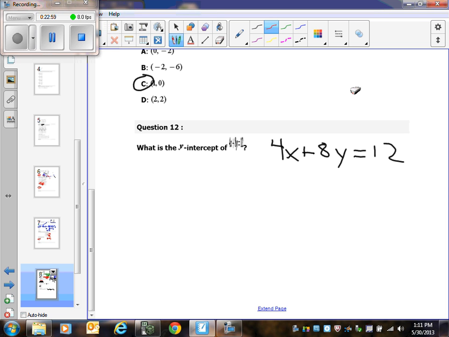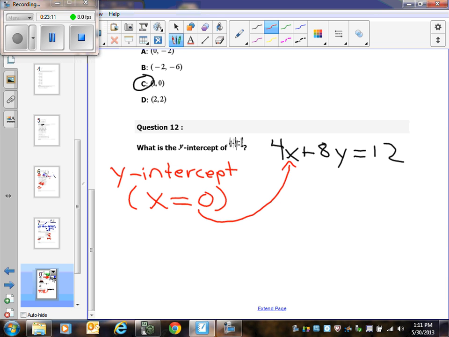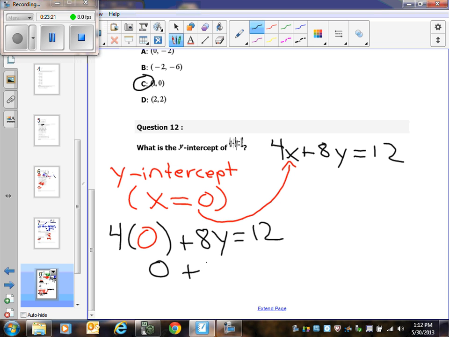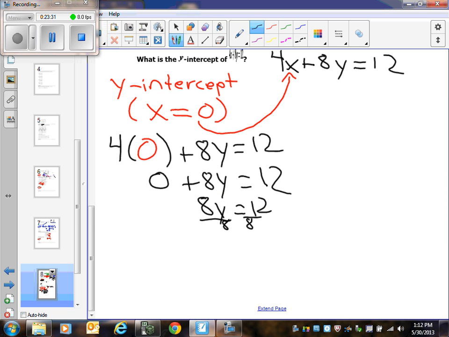If I'm doing it algebraically, I know that for my y-intercept, it's the x-coordinate that is equal to 0. So I'm going to plug 0 in for x. So I will have 4 times 0 plus 8y is equal to 12. 4 times 0 is 0. 0 plus 8y is 8y. And now divide both sides by 8. And we will get that y is 12 over 8.